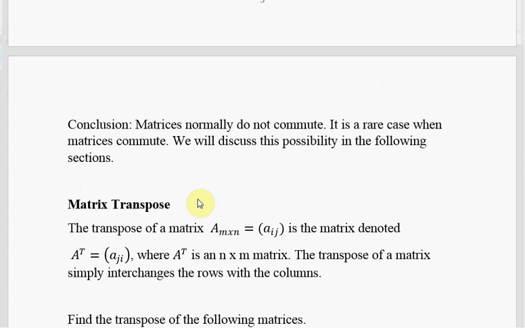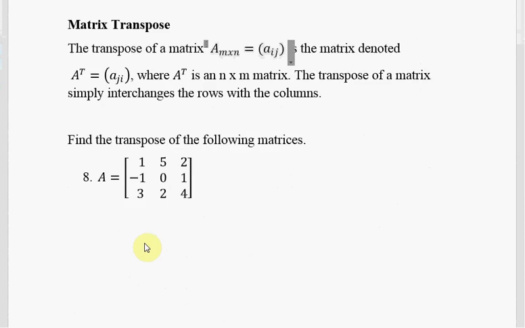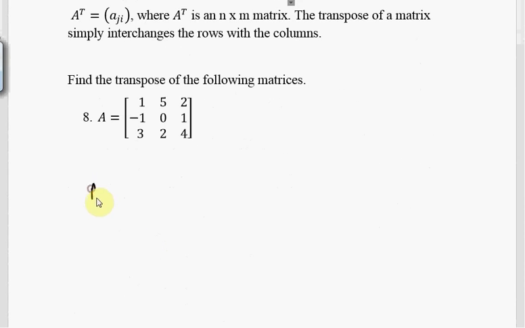Here, examples. Find the transpose of the following matrices. So A transpose, we just interchange the rows and columns. This is 1, 5, 2, negative 1, 0, 1, 3, 2, 4. The rows become columns, the columns become rows.